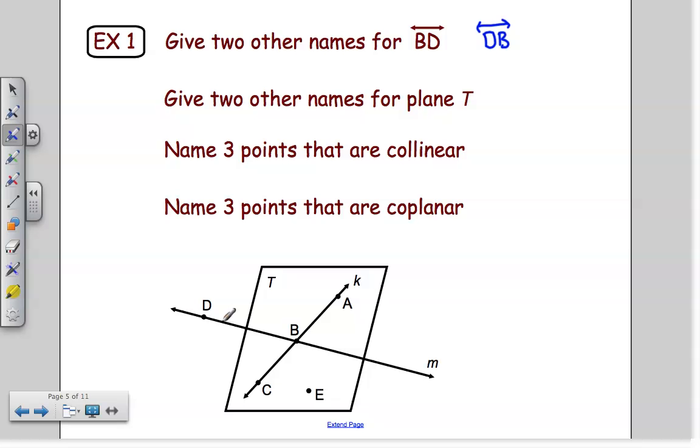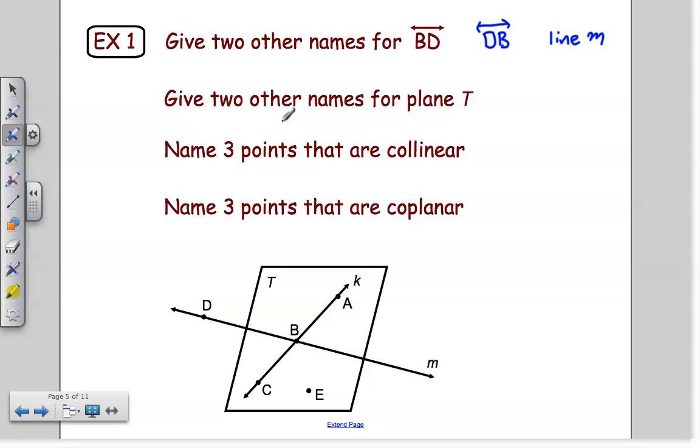Now, without using those points, there's generally another way to name a line if it's provided, and notice there's this one lowercase m for this line. Now, if you're going to use the lowercase letter, you actually have to write the word line, and this is line M.